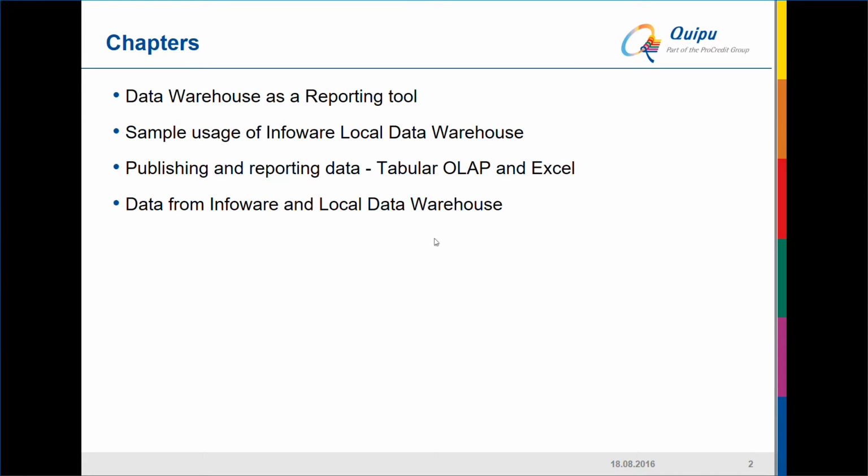In this presentation we will cover 4 chapters. First is data warehousing as a reporting tool and its background. Next, we will talk about the Infoware Local Data Warehouse: what it is, its benefits for reporting, and also how it can be used. Data publishing can be done using Microsoft Tabular OLAP and Excel. And last, how data from the local data warehouse can be combined with Infoware.